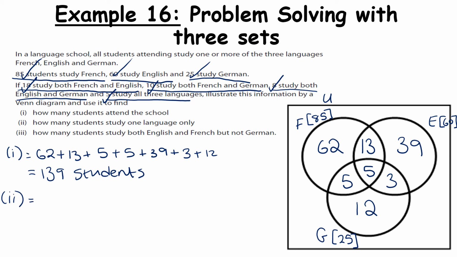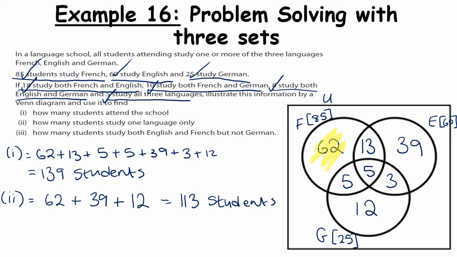Part 2. How many students study one language only? Well, 62 study only French, okay? And we're getting that from here. This section is only French. We have 39 study only English and 12 study only German. So only means there is just German, just French, just English, so no intersections. The intersections represent where there is more than one subject. So these are 113 students.